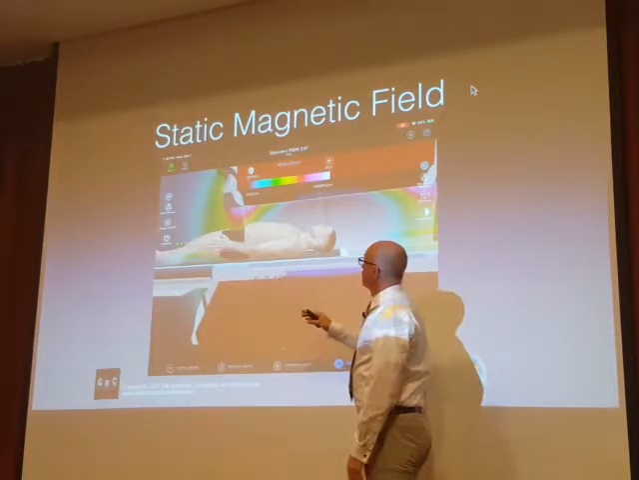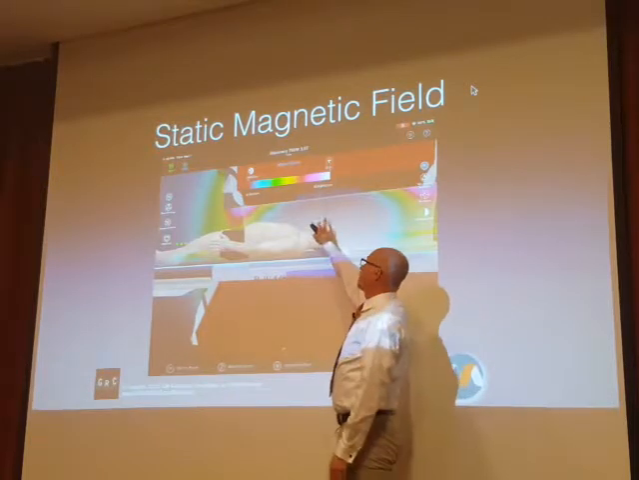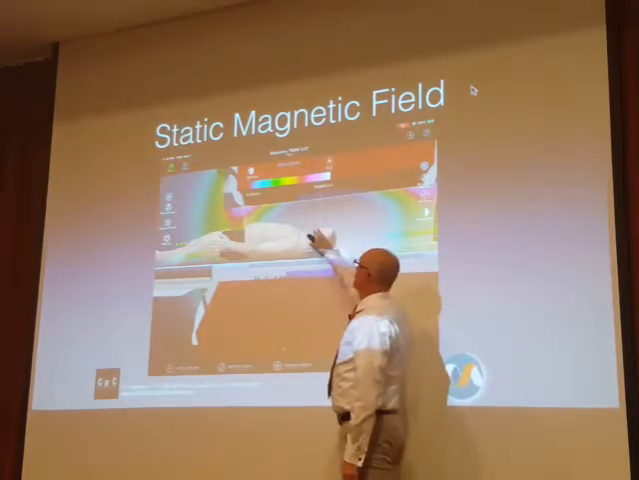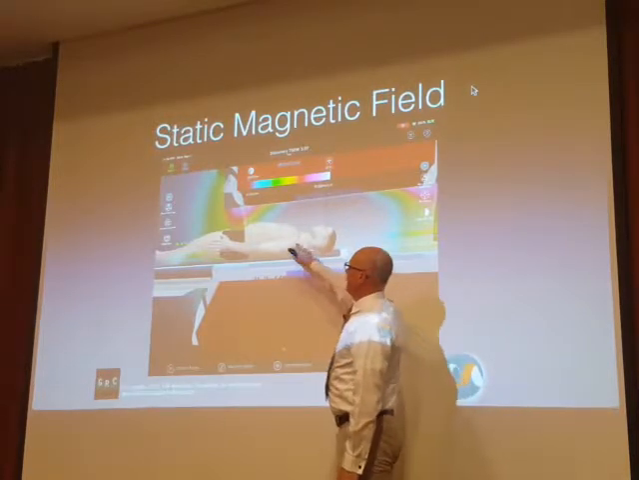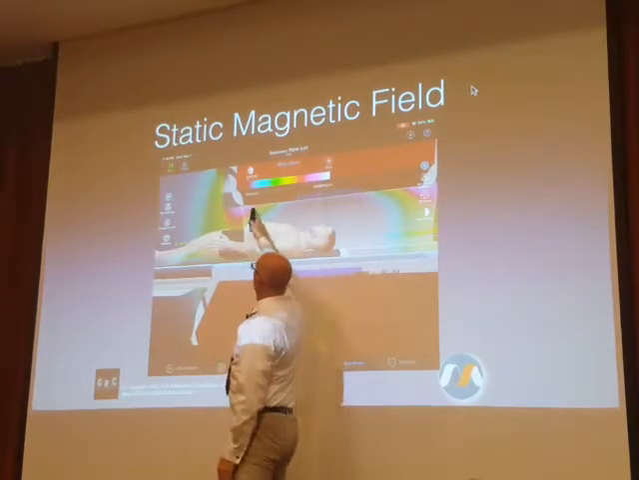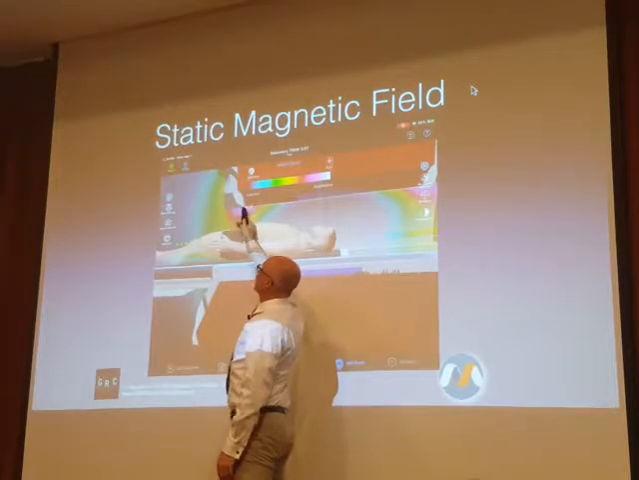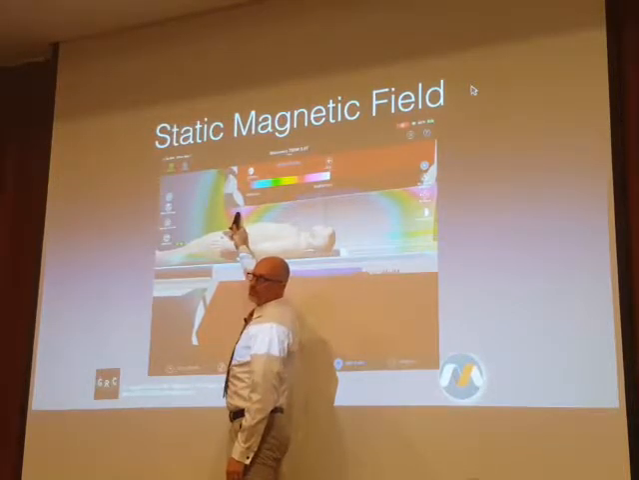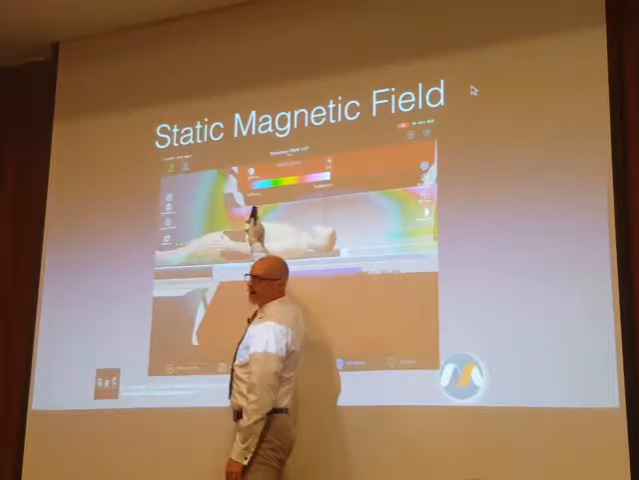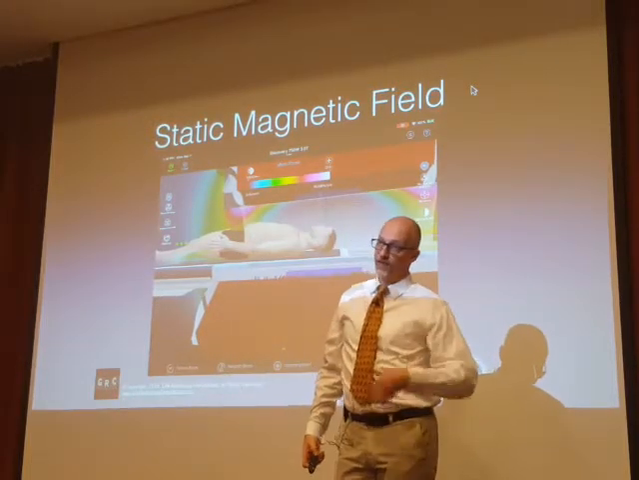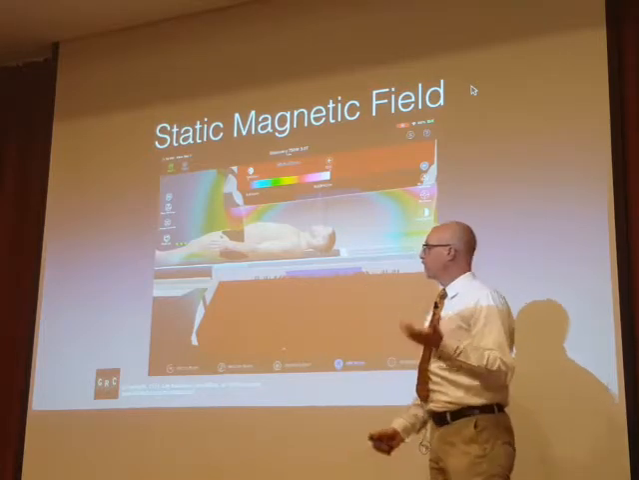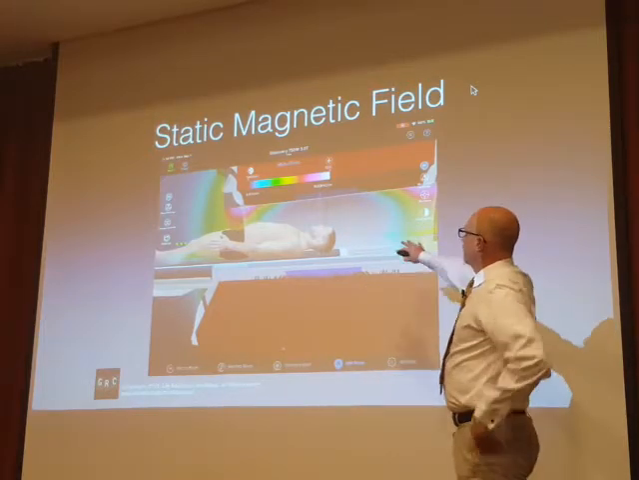So static field, if it's a 1.5, we're talking about it's 1.5 where we're taking the pictures. And in an area probably around here, similar to where the maximum spatial gradient is, we'll also have a maximum field that will be higher than 1.5 if your magnet's 1.5, or higher than 3.0 if your magnet's at 3.0.